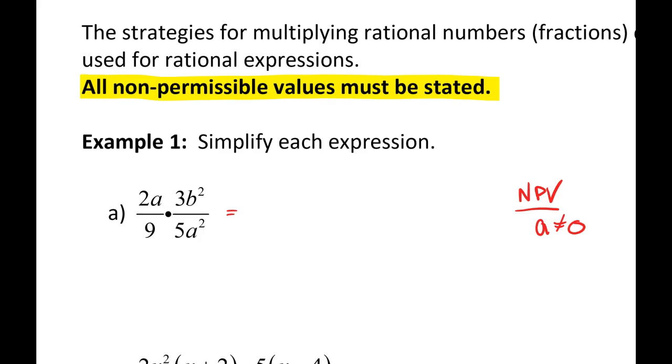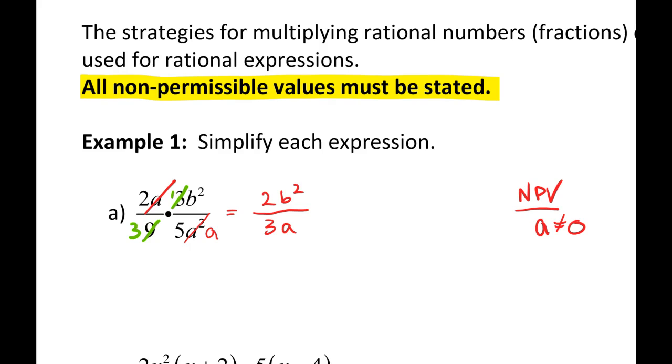Alright, going back to the question. Can I simplify anything here before I multiply? I can. I can cross off an a there, and if I cross off an a here, I'm left with a. And then I also see that I could cancel out something with 3 and 9. Both of those are divisible by 3, so I end up with a 1 here and a 3 there. I'm now going to multiply, and I get 2 times 1 times b squared. This is 2b squared, and on the bottom I end up with 3a.